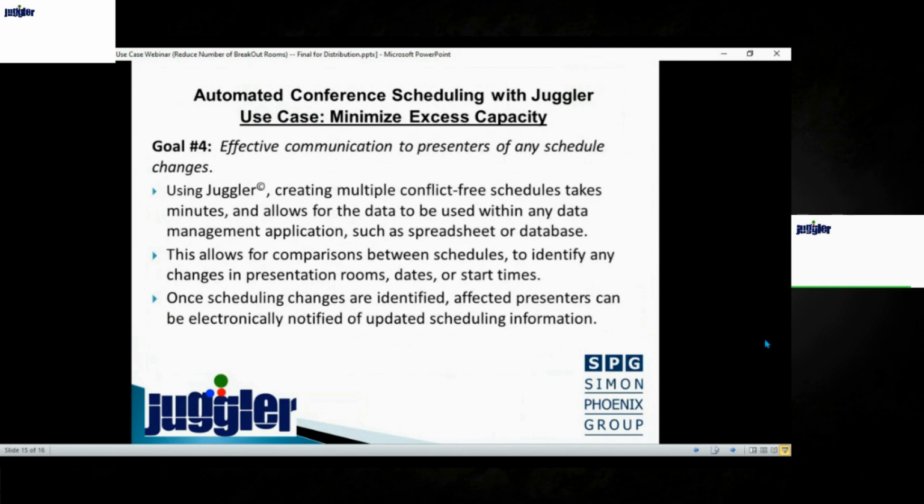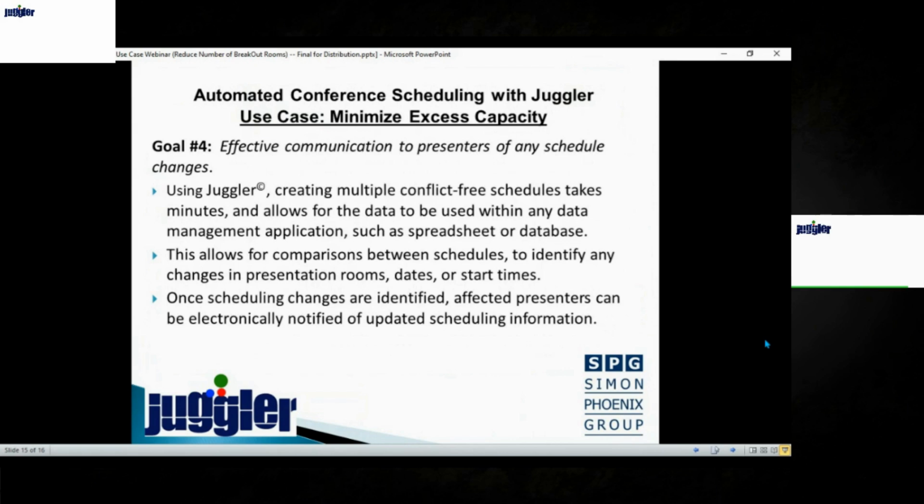The fourth goal, effective communication to presenters of any schedule changes. As I said, Juggler can create multiple conflict-free schedules. It only takes a couple of minutes to do, and allows for the data to be used within really any data management application, spreadsheet, databases. There are any number of tools out there. A lot of these tools are very free to use, so it doesn't take any high value or high cost system to be able to do this analysis. It just takes a little bit of time and a little bit of knowledge.